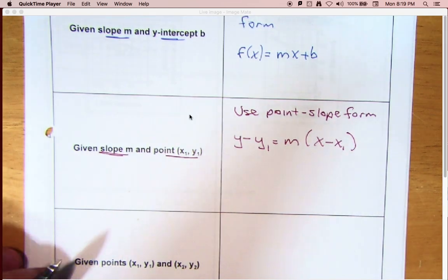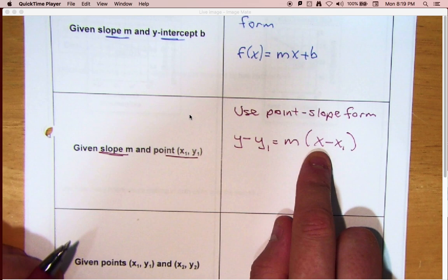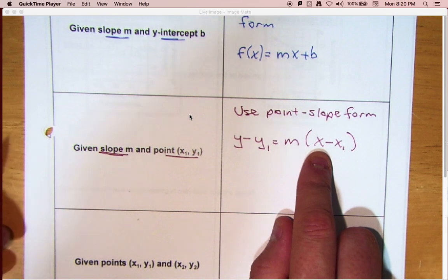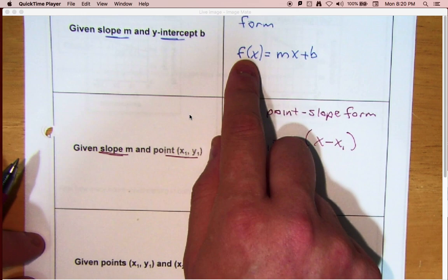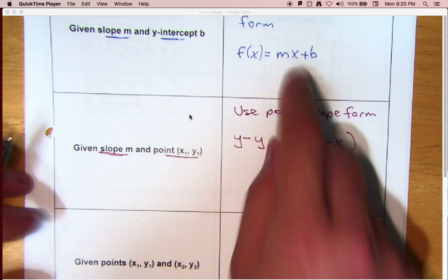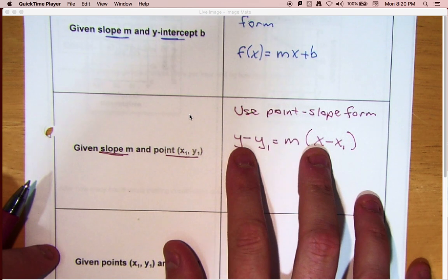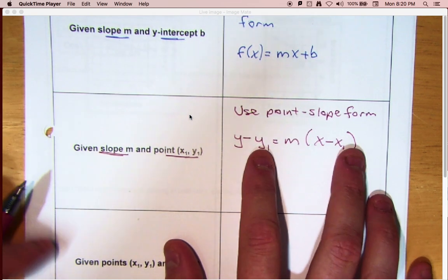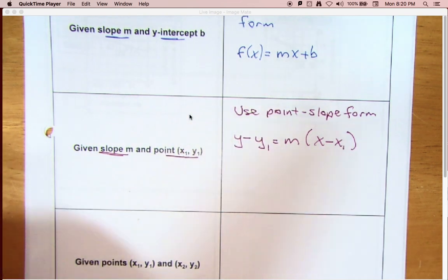Now, what are all these pieces? y and x are just your variables that are going to stay in the equation, just like up here, where we have f of x, which is essentially y, and x left as our variables in the equation. This y and this x are going to stay as your variables. This y1 and x1 are the coordinates of the point you've been given, and m, of course, is your slope.